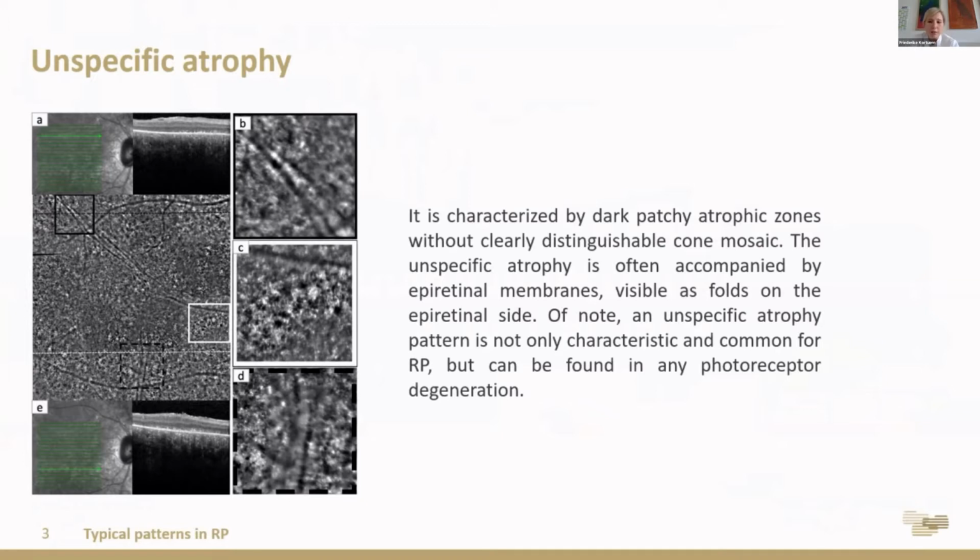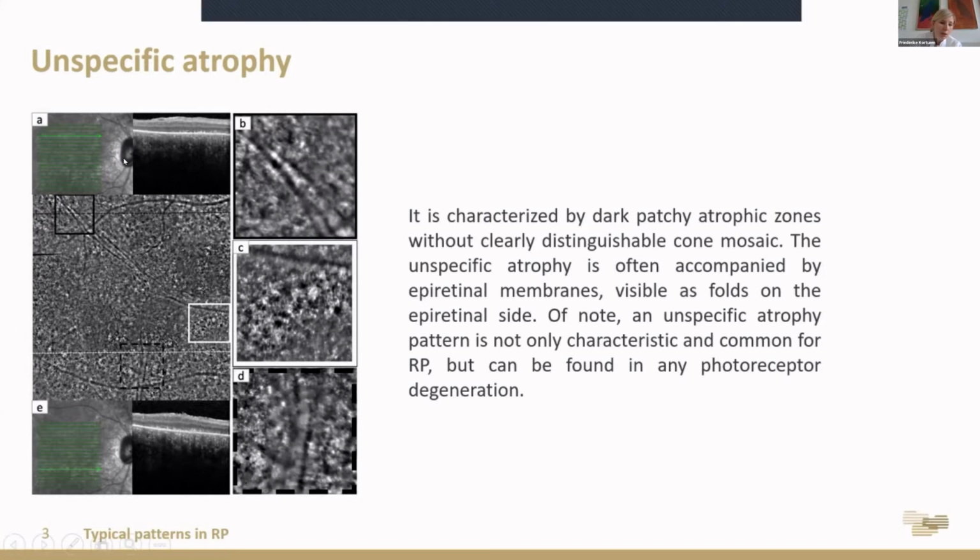Normally it's characterized by dark patchy atrophic zones. I guess everybody has seen that already, as it's not very typical just for retinitis pigmentosa patients, but can be found in any broader or vaster photoreceptor degeneration. I would like to point out this bigger AO image, where I enlarged 3 different brackets, and it's also often linked with epiretinal membrane, so it's very unspecific.